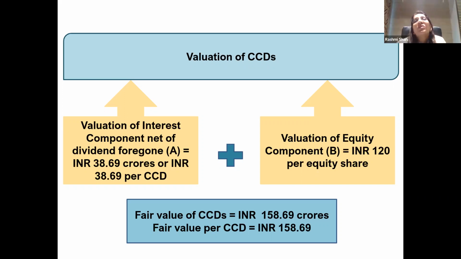It can be, but you're doing the valuation as of a specified date, say as of today. Since you're doing it as of today, you are saying that today if I convert, I will get one CCD for one share of 120. So that is why the valuation date becomes important. If you're doing something today, you're hypothetically assuming that conversion happens at 1:1. So that becomes the value of your equity component and CCD as well.